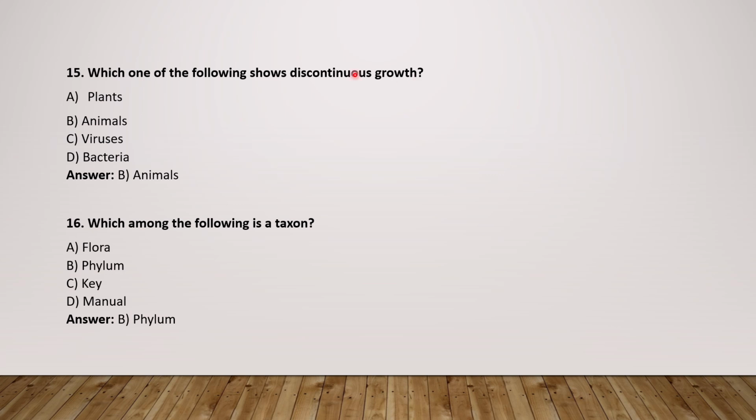Coming to the next one. Which one of the following shows discontinuous growth? The right answer is option B, animals. Animals grow only up to a certain age. Hence, their growth is referred to as discontinuous, but plants grow throughout their life. Question 16. Which among the following is a taxon? Answer is B, phylum. A taxon is a group of organisms classified together, and phylum is a taxonomic rank.